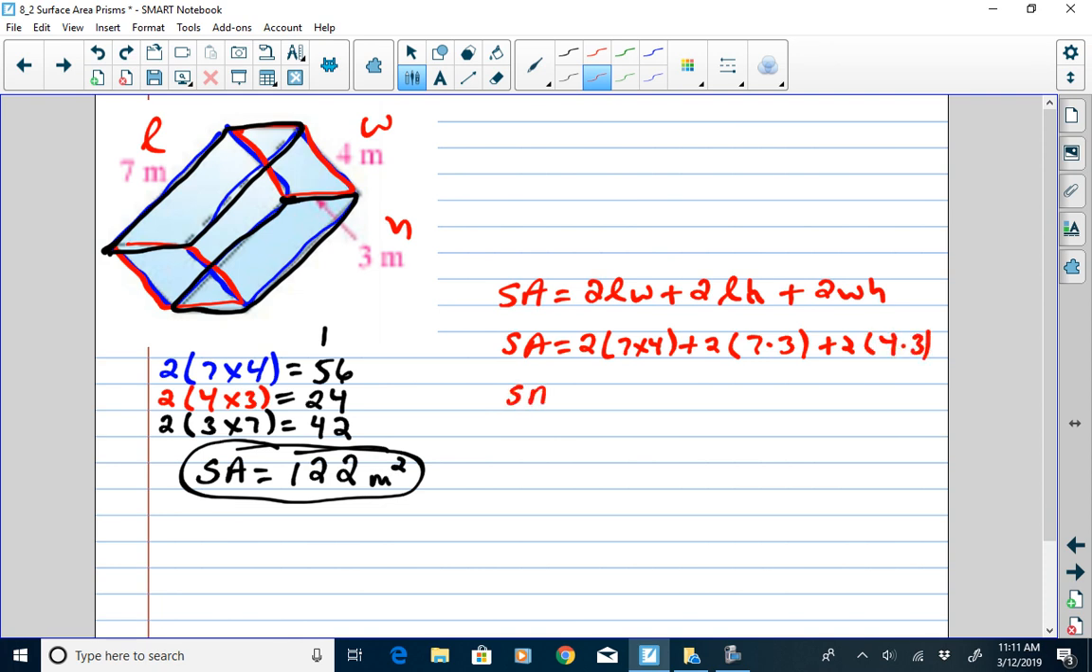So surface area is going to be equal to 7 times 4 is 28, times 2 is 56, plus 7 times 3 is 21, times 2 is 42, plus 24. Once again, you're seeing the same measurements in both places, so I know the surface area is the same, 122 square meters for the surface area.